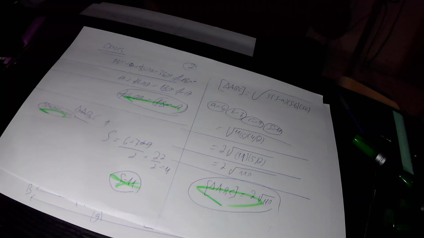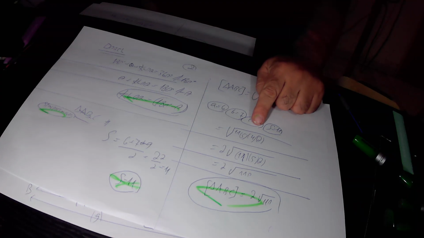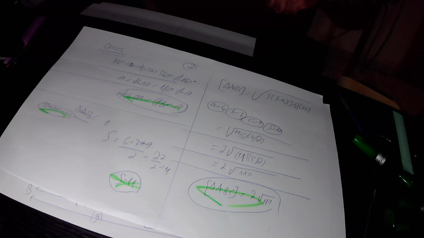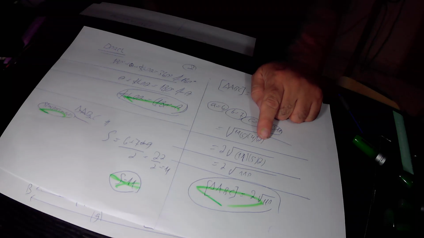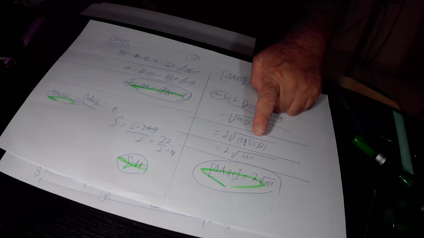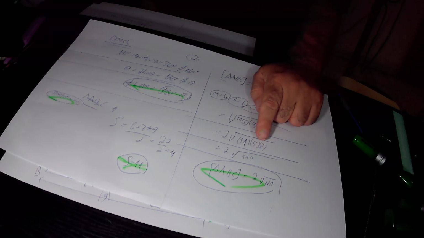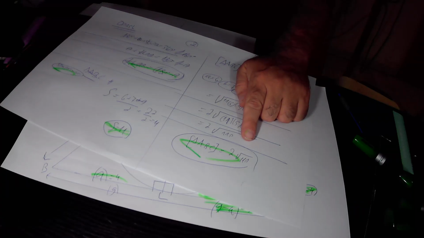So in total, the area of triangle ABC is equal to the square root of 11 times 5 times 4 times 2. The square root of 4 is 2, so we took 4 out of the root. In total, the area of triangle ABC equals 2 times the square root of 11 times 5 times 2. 11 times 5 is 55, and 55 times 2 is 110. So the area of triangle ABC equals 2 times the square root of 110. In the end, the area of this triangle ABC is equal to 2 times the square root of 110.